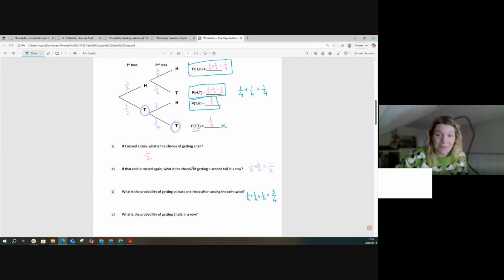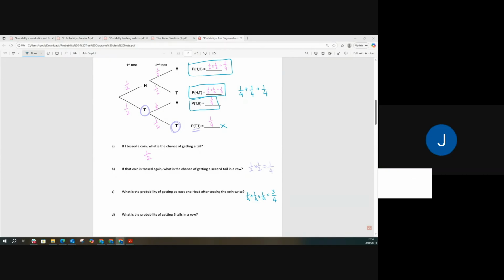What is the probability of getting 5 tails in a row? 5 tails in a row?